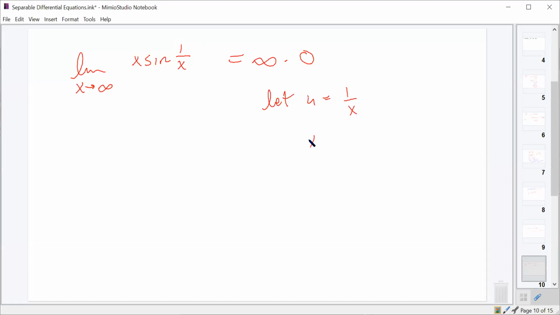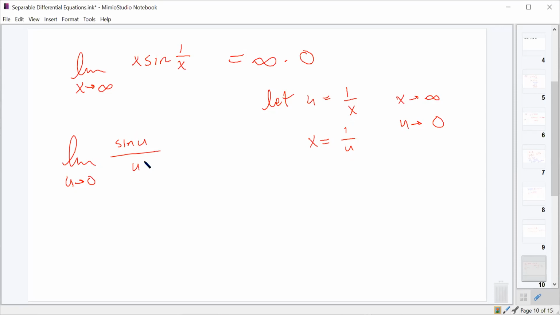And so that x will need to be rewritten in terms of u. So what does x equal if u is 1 over x? 1 over u, exactly. And as x goes to infinity, what should u be going towards? 0, right? And so we should then be able to rewrite this as the limit as u approaches 0 of sine of u over u, right? Because x is 1 over u, so it puts a u in my denominator. U is 1 over x, so that just gives me a sine of u.